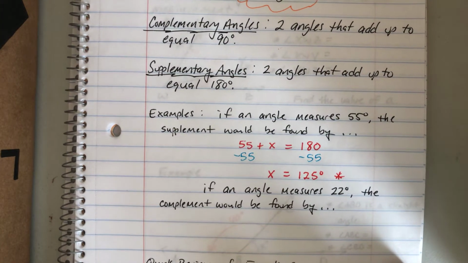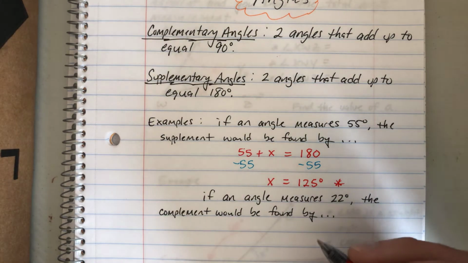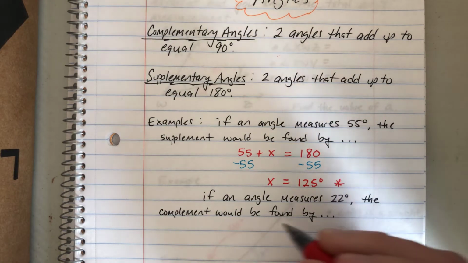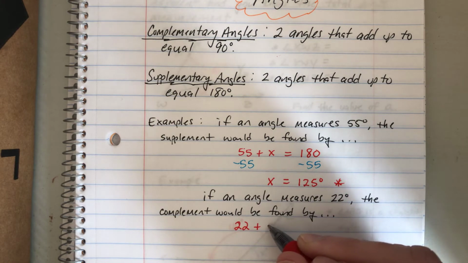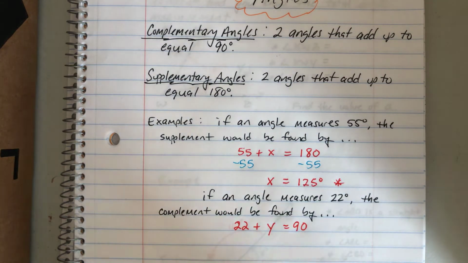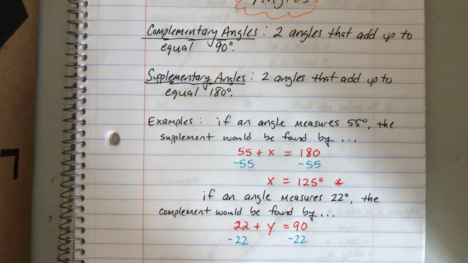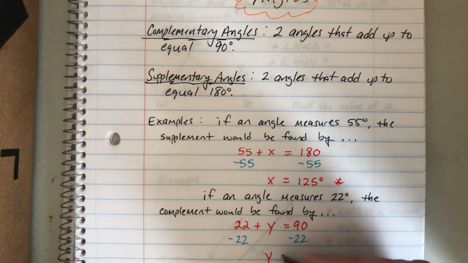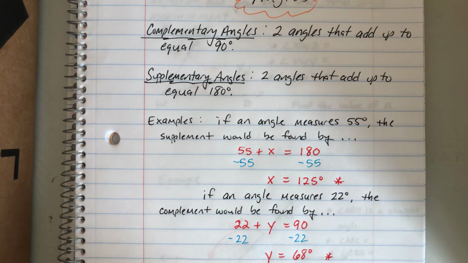The next little example that I have here for you is if an angle measures 22 degrees, the complement would be found by, well, complement means complementary angles, and complementary angles add up to equal 90, so 22 degrees plus, we could call it y, will equal 90 because they're complements. And again, this is a one-step equation, so you subtract 22 from both sides to get the complementary angle y to equal 68 degrees. So that's the complement of 22.